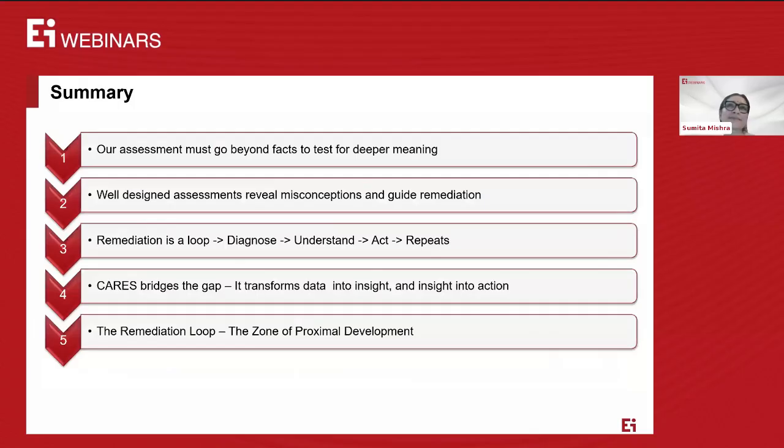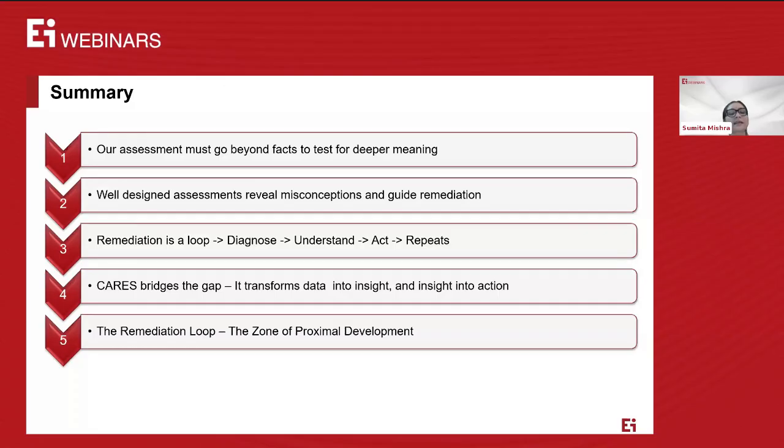Let us summarize the points that we have quickly tried to raise in this 1 hour with you. We stress that assessments must go beyond facts to test for deeper meaning. We also believe that when assessments are well designed, they will reveal misconceptions, and that is a very powerful strategy to guide remediation. Remediation is a loop. You start with diagnosing the problem, you then get to understand the problem, then we act on it, and that actionable data comes from a system like CARES. Then the process repeats if the remediation is not effective in solving for the student's learning gap.